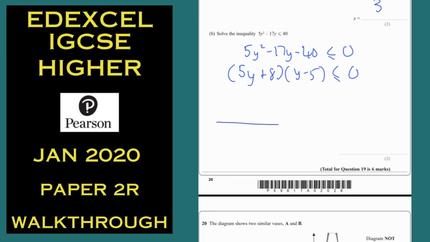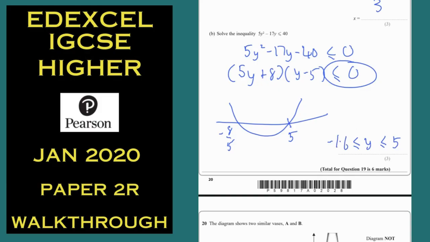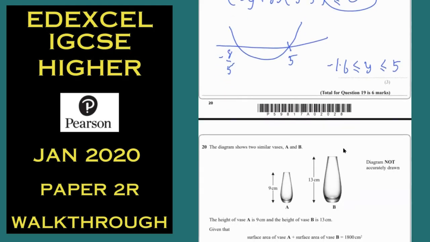So, on a number line, it's a positive y squared. So if you were graphing it, it would look like that. And the solutions would be positive 5 and negative 8 over 5. And this is saying to you, where is this graph below 0? And it's below 0 between those answers. Minus, I'll write it as 1.6 and 5.